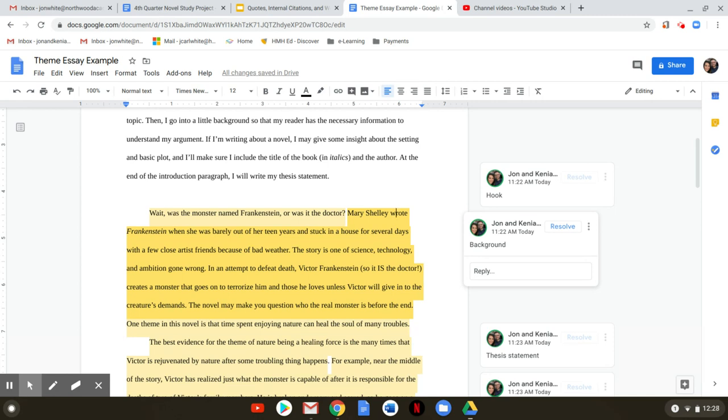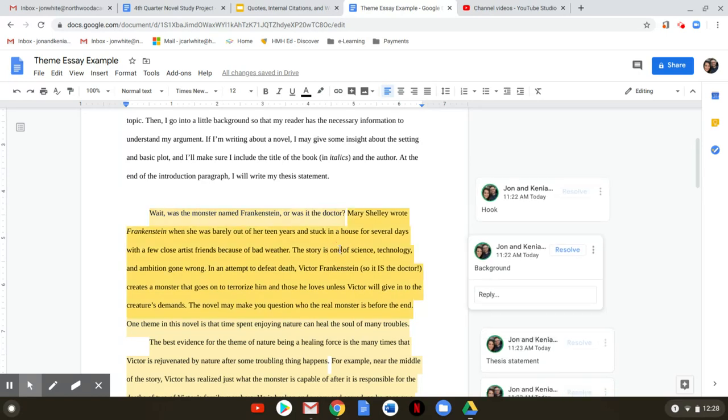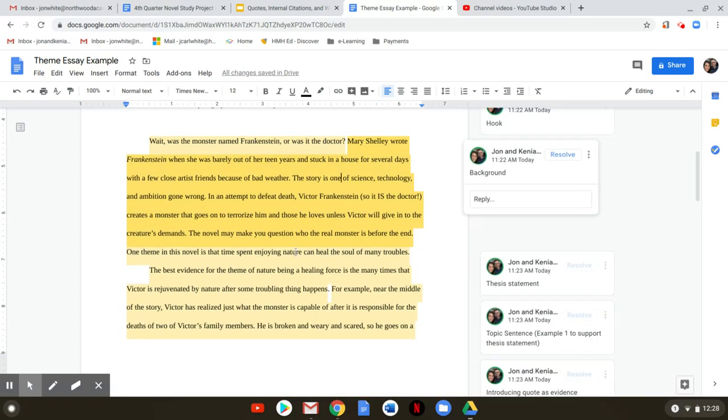So you have a little bit of summary. Notice I didn't give away the ending of the story. I haven't given away any really crucial details. If somebody hasn't read this novel, they may still want to read it just because of that little blurb. If you have read the novel, then it's just a reminder of what it's about so that the next part will make sense. So we said a hook, we said some background information, and then a thesis statement.